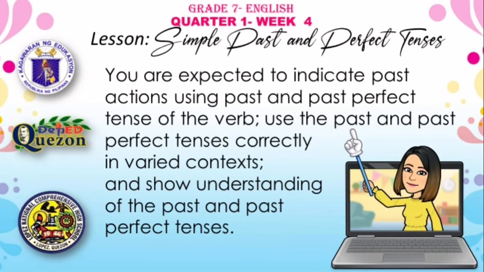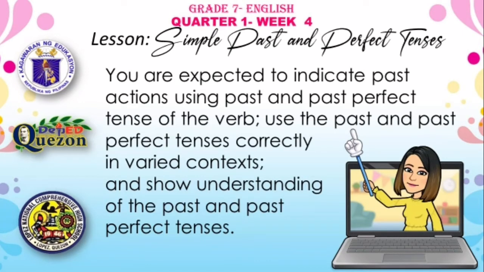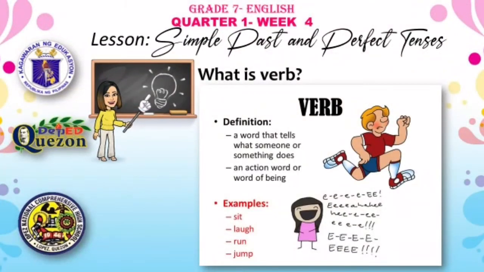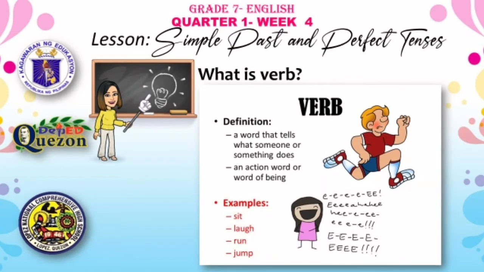You are expected to indicate past actions using the past and perfect tense of the verb, use the past and past perfect tenses correctly in varied contexts, and show understanding of the past and past perfect tenses. Before we start our lesson, let us recall what a verb is. A verb is a word that tells what someone or something does, an action word or word of being. Examples are sit, laugh, run, and jump.